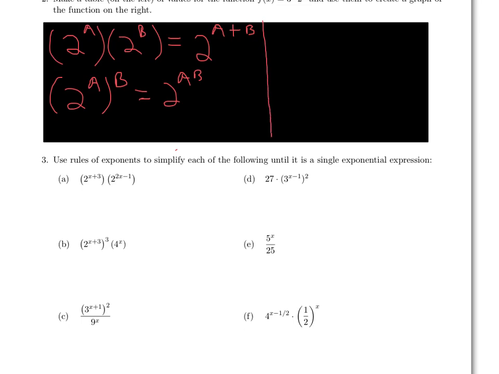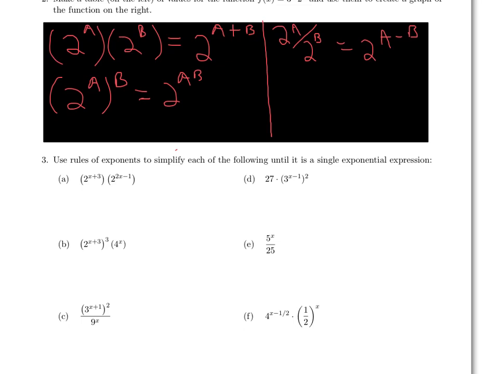A side effect of the first rule is that if we ever had a division problem, 2 to the A over 2 to the B, then those powers should subtract. And if you think about it, that's really just another variation on the first one. To see that, think about what it would look like if you took what I just wrote down and multiplied both sides by 2 to the B. It's really just an example of the other rule.